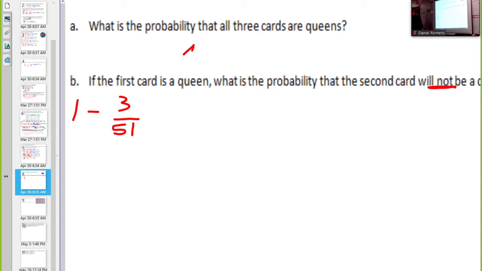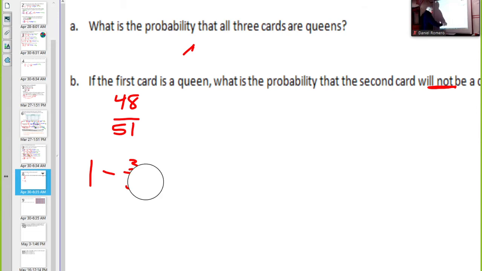Say that again? Yeah, correct. That would be the other way of doing it. It's just saying, well, hey, there's 48 cards left. It's 48 out of 51. Yes, that is perfectly fine. But you can also do the 1 whole, and what everything is left minus the 3 queens out of 51. That would also work. It's going to give you the same thing.